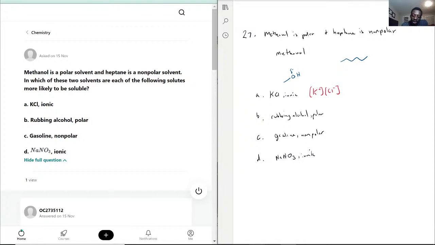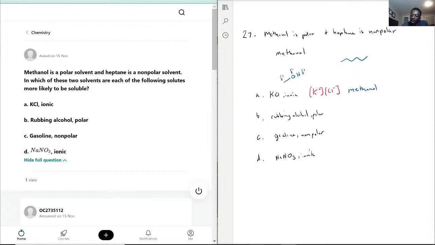And for the OH, we have methanol. We have a part of it that's a little bit more negative, and parts of it that are a little bit more positive, meaning that it has a polarity. And you know how it goes, opposites attract. So this oxygen will be attracted to that potassium, and the hydrogens and carbons will be attracted to chlorine, meaning that methanol is good to dissolve in here.